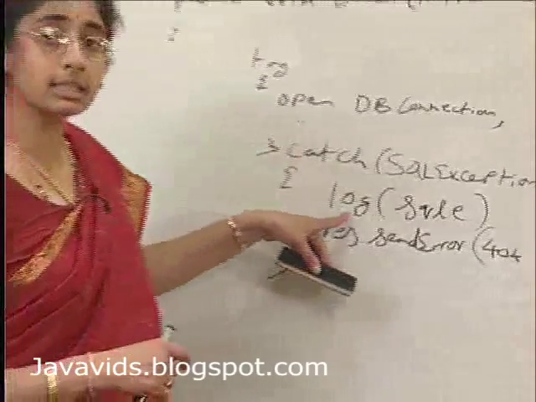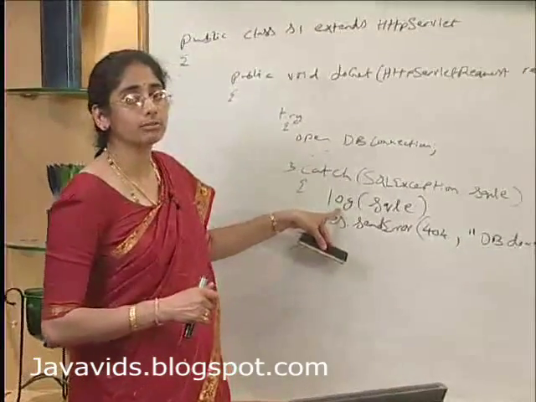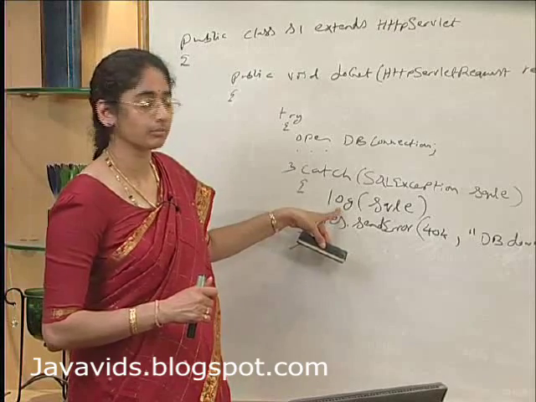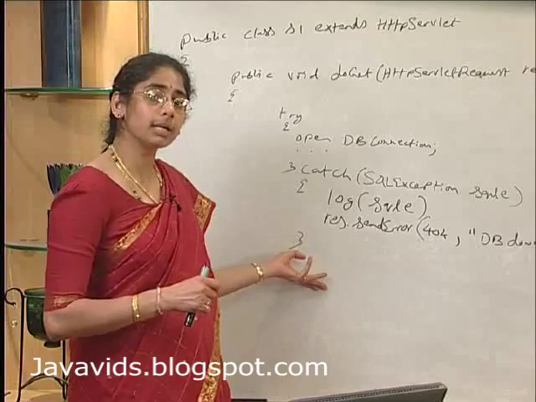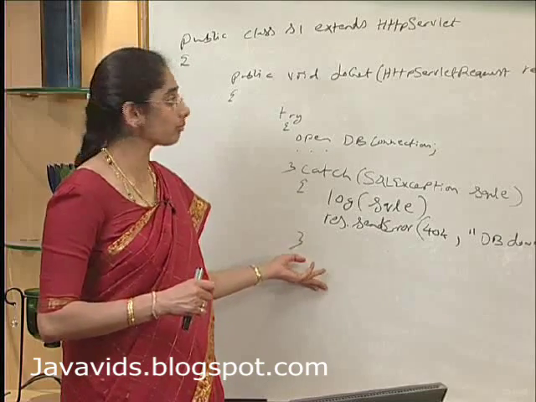So this goes and sits in the log file which has been configured for your Tomcat server. Now let's go to the second method of handling errors, that is by user defined exceptions.